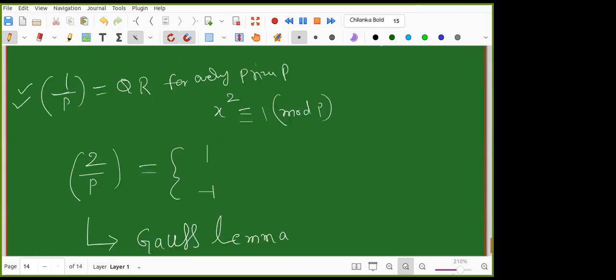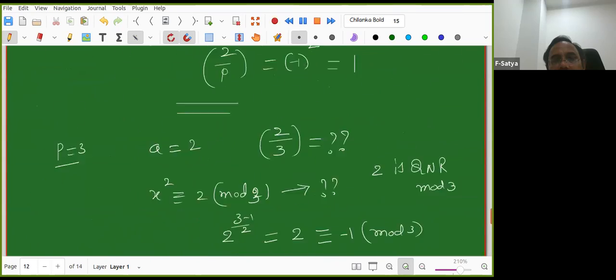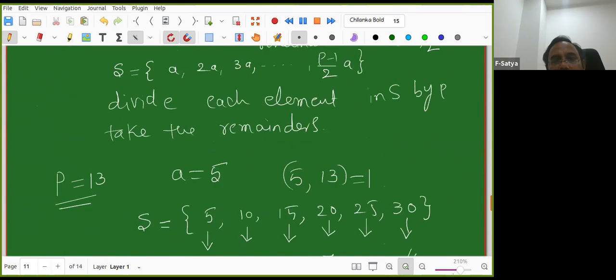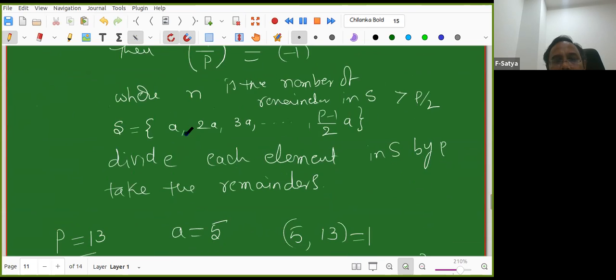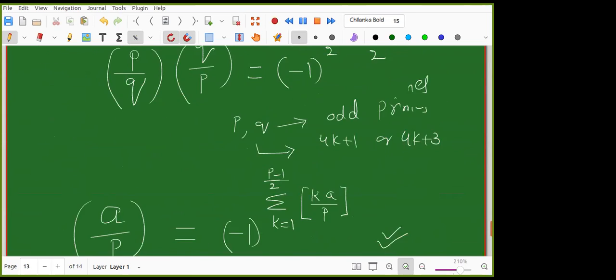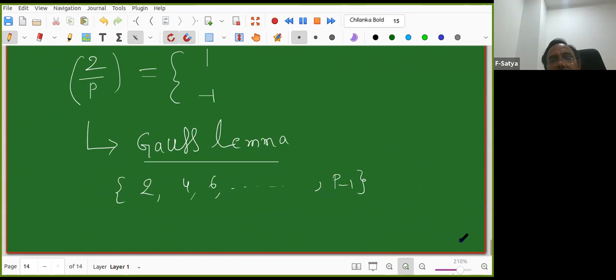Yes, because in the Gauss lemma, we are multiplying the elements by a: a into 1, a into 2, a into 3, up to a into (p minus 1) by 2. But my a itself is 2, so I do not even cross p minus 1. No need to divide by p. So that's why evaluating 2 by p is easy.